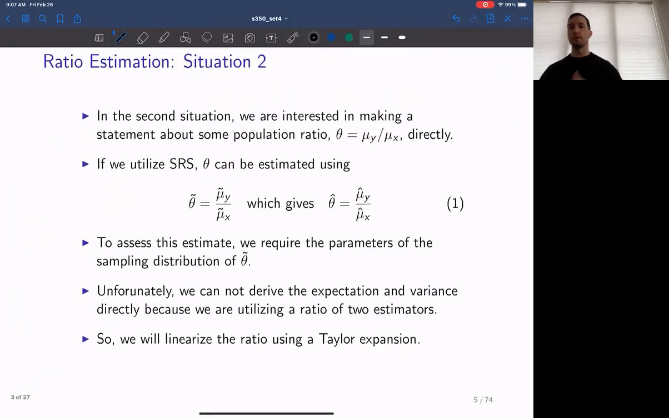The second situation is simply where we want to actually make an estimate of the ratio itself. So there might be situations where we are interested in talking about the ratio of the population parameter or of the variable of interest to the auxiliary variable. So in this case, we can define the population ratio as theta. So theta is now our parameter of interest.